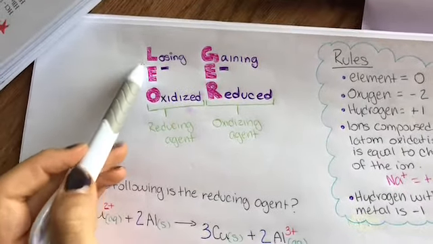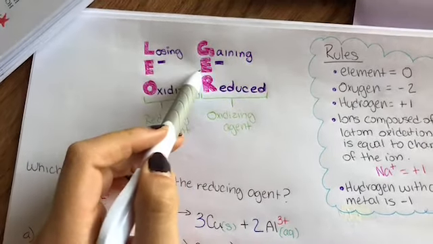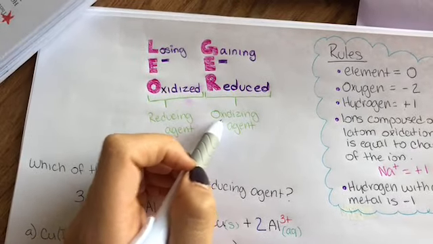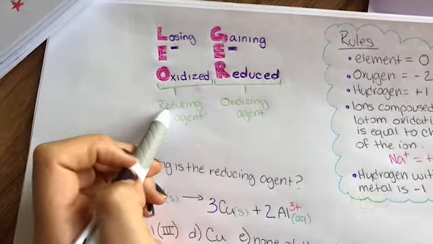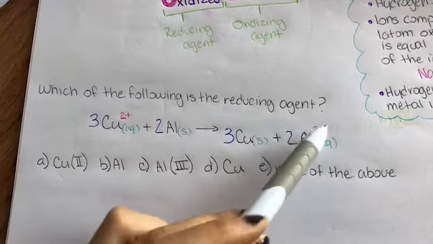Another thing that helps me is Leo the Lion says GER: losing electrons is oxidized and gaining electrons is reduced. And the one that is being reduced is the oxidizing agent, and the one that is being oxidized is the reducing agent. On exam 4, there was a problem that said, which of the following is the reducing agent?